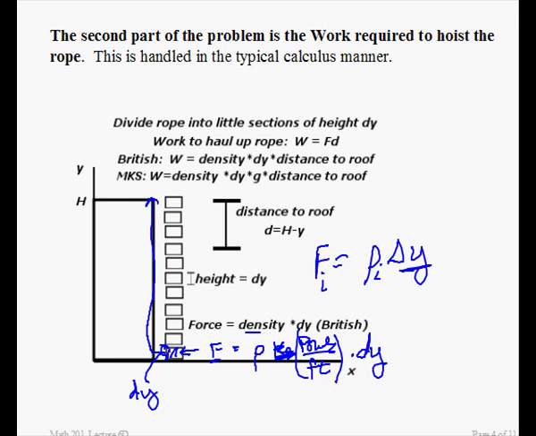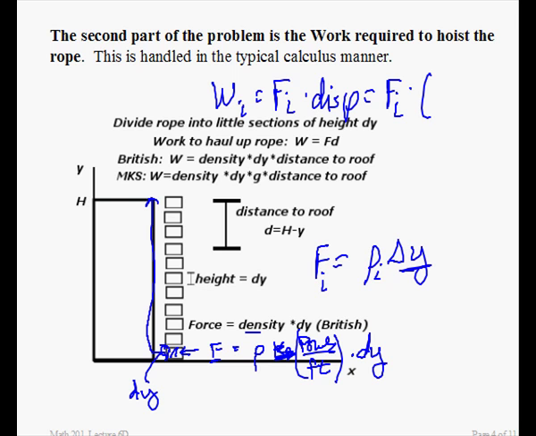Okay, we're assuming delta y is the same for all the little sections, and rho is the same in every little section. There's your force. Now, if you want the work in that ith section, it would be the force in the ith section times the displacement. But what's the displacement?